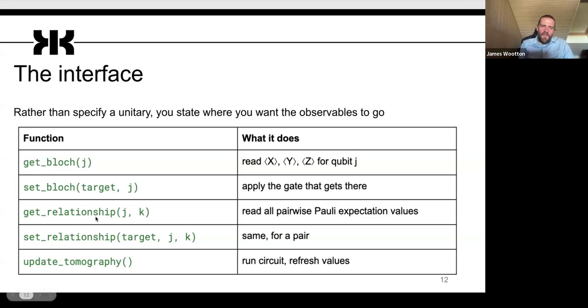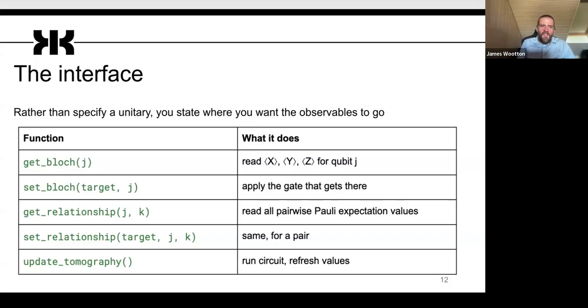Similarly, get relationship is saying for these two qubits, give me the two qubit expectation values. And set relationship is saying something like, I want XX to be equal to +1. And then it figures out a gate that does that under the hood. It's a little bit more complicated because you've got to think a bit more about what you actually mean by that in the case of a two qubit state.